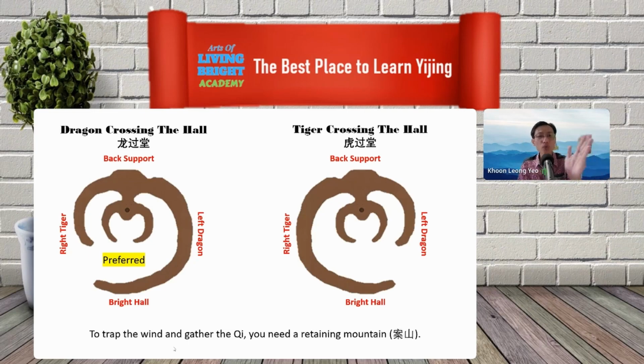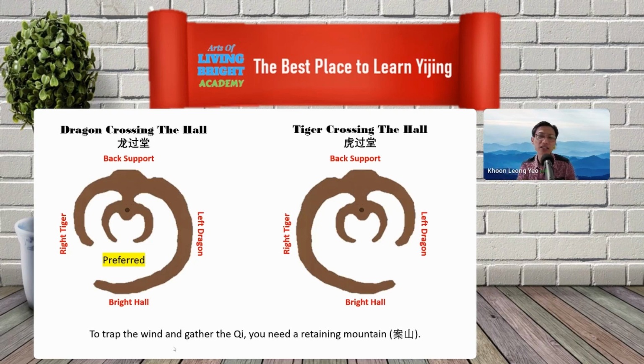Tiger crossing the hall is another way that you can also trap the wind, gather the qi. But the benefits brought about by tiger crossing the hall is slightly different. It's a little bit opposite of dragon crossing the hall. So sometimes when you visit your friend and you find that, oh, 婆媳, you know what's 婆媳, right? Daughter-in-law and mother-in-law buay gam.